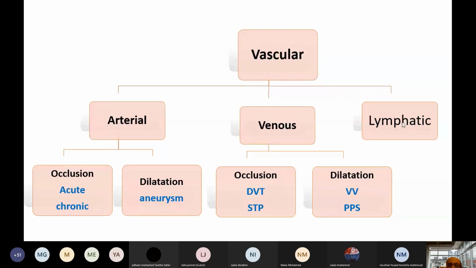And lastly, lymphatic system affection, which affects the lymphatic system. There is some combination between both. The arterial and venous could be communicated in abnormal communication, resulting in arteriovenous fistula. That could be traumatic, that could be congenital, whatever the cause.